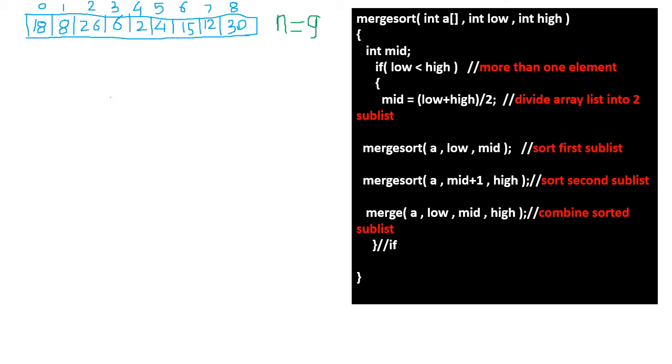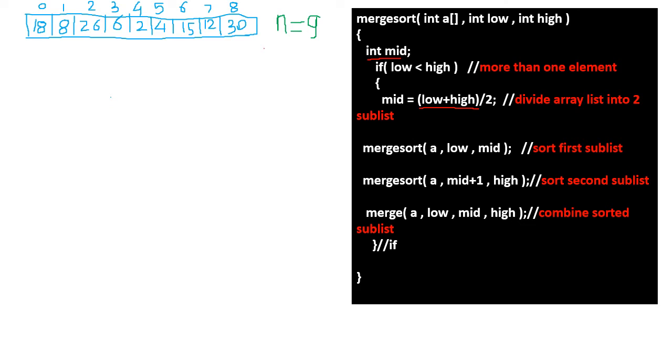First of all, the logic is that we have to divide the entire array list into equal subparts. How can we find the equal subparts? For this we have to find the mid of this list. How can we find the mid? By using this formula, that is (low + high) / 2.